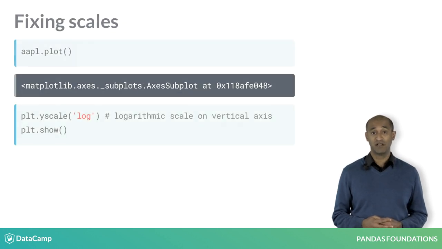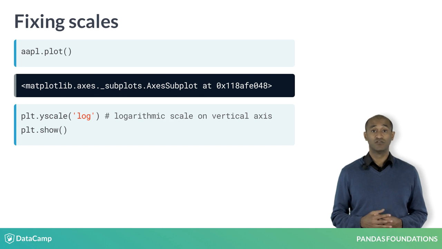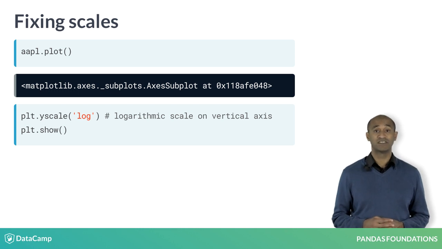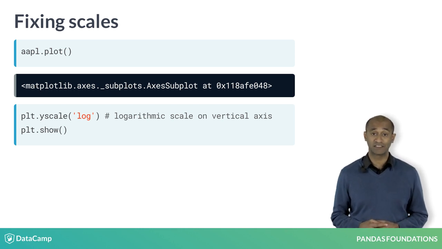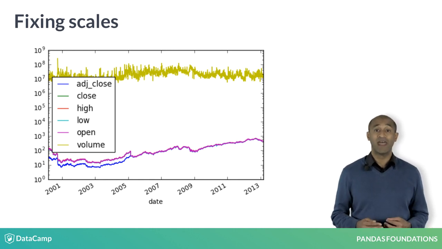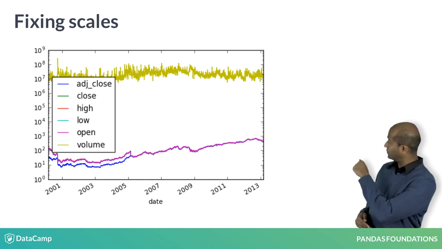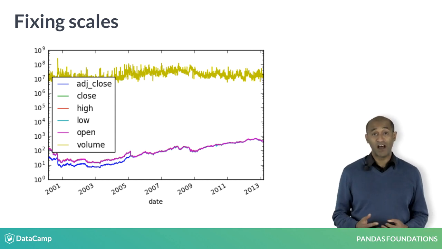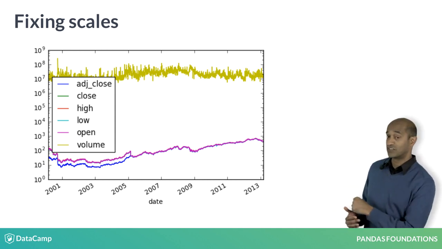scale. To remedy that problem, draw the plot again and call plt.yscale('log'). This matplotlib function sets a logarithmic scale on the vertical axis. The legend still appears automatically, but now we can distinguish volumes on the order of 10 to the 7 from other price values on the order of 10 to the 2.